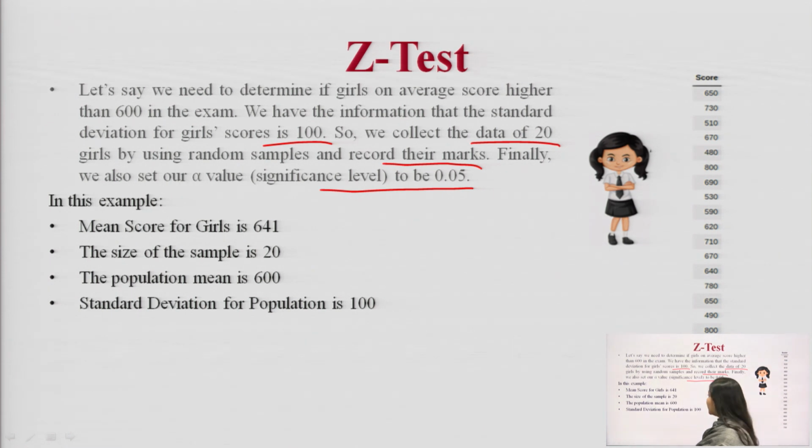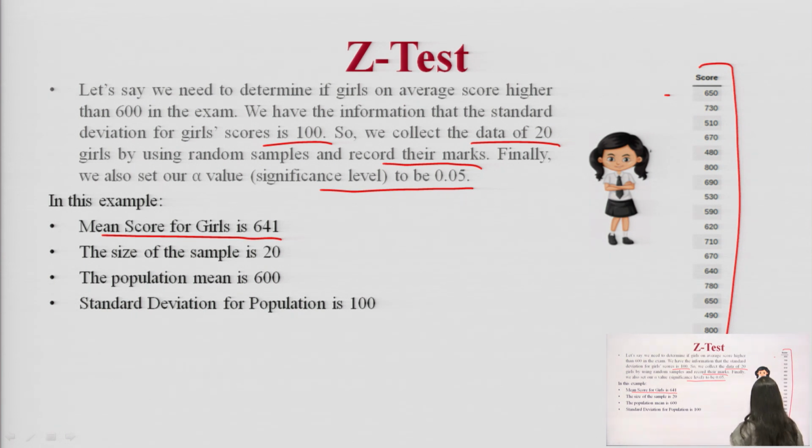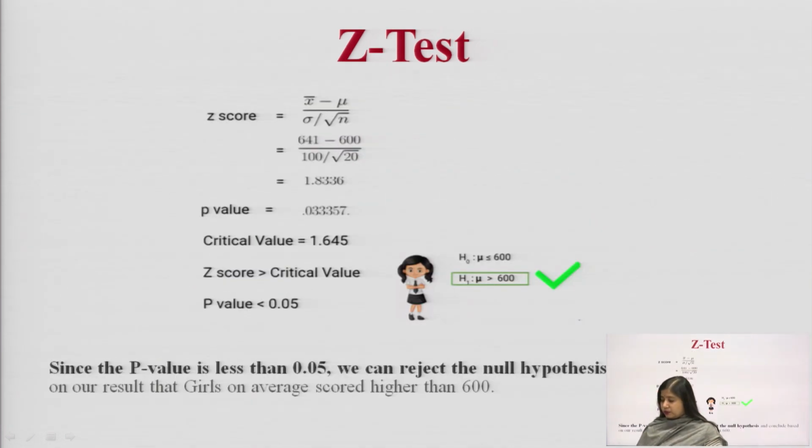In this sample, the marks of the 20 girls were recorded, and from this we get the mean score of the girls, which is 641. Then the sample size, or the n value, is 20. The population mean is given as 600, and the standard deviation is 100. Using this information, we put the values in the formula and get the Z score.